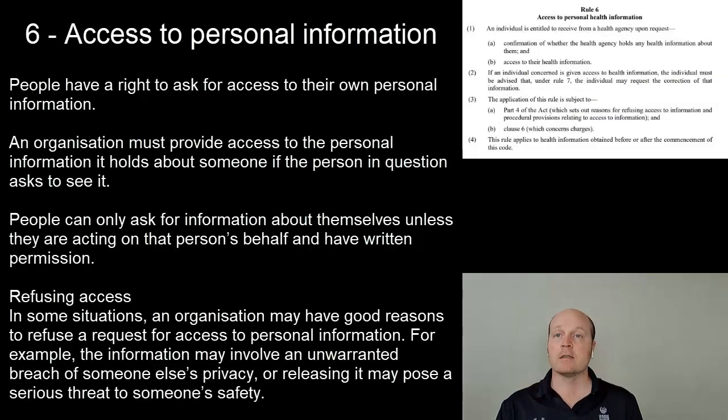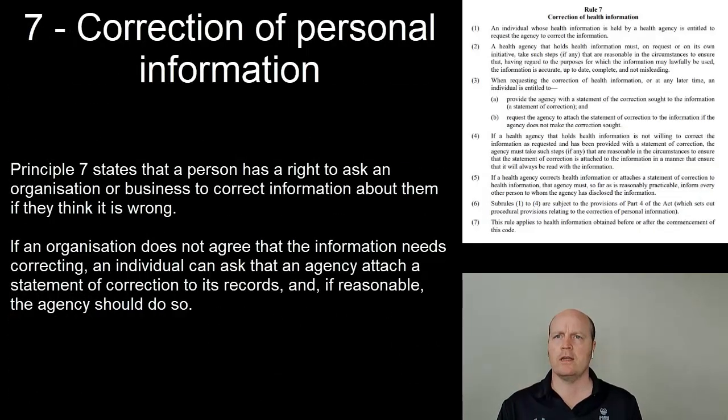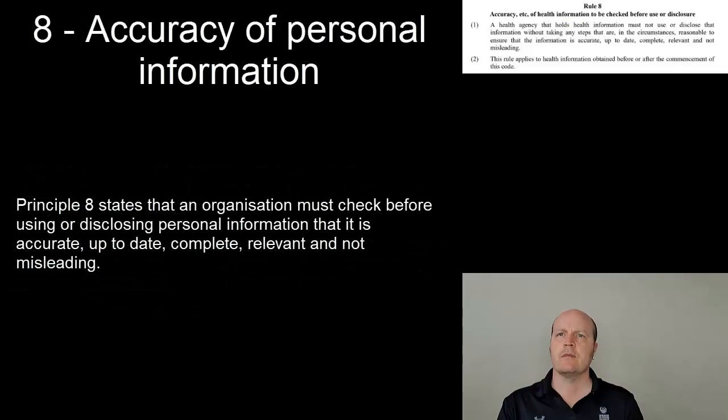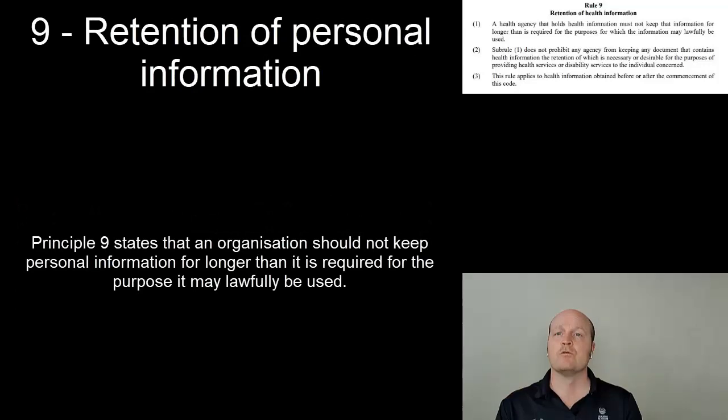Rule 6. This is about access to personal information. So people can have access to the information that you record, which leads us to Rule 7, correction. Your client has the right to correct any information they feel is incorrect in their health information. Rule 8, accuracy. When you're collecting information about a client, we need to make sure that it's accurate and up to date, and it's relevant and not misleading. Rule 9, retention of health information. You can't hold information for longer than it's required.